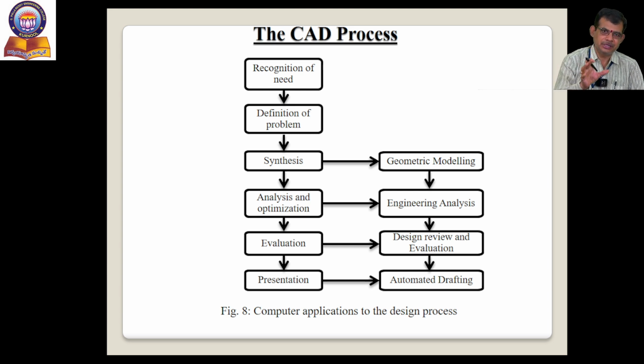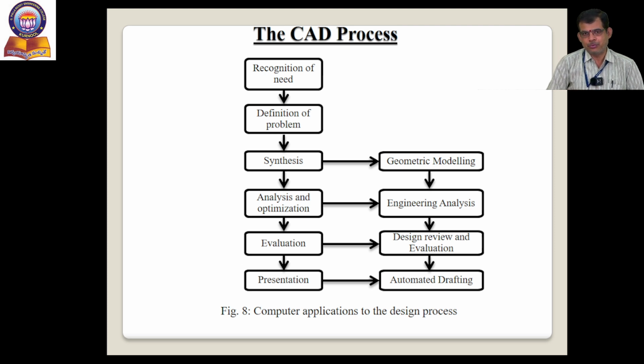So when you identify the basic design process, there are certain areas where it is very difficult for the designer to carry out, because it is a laborious task at the synthesis level, at the analysis and optimization level, the evaluation stage, even at the presentation also. So then the need for the computer arises. So in this basic design process, where will the computer support you: recognition of need, definition of problem, synthesis, analysis and optimization, evaluation, presentation? Out of these, what are the areas where the computer will assist you?